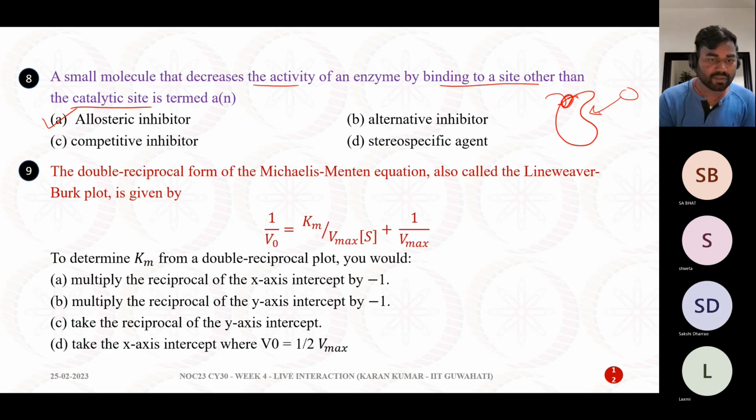Now the next question. The double reciprocal plot from the Michaelis-Menten equation, which is also known as the Lineweaver-Burk plot, is given. To determine the Km from the double reciprocal plot, you would: A, multiply the reciprocal of the x-axis intercept by -1; B, multiply the reciprocal of the y-axis intercept by -1; C, take the reciprocal of the y-axis intercept; or D, take the x-axis intercept where V0 is equal to half of Vmax. How will you get the Km from the double reciprocal plot? This equation is given here.